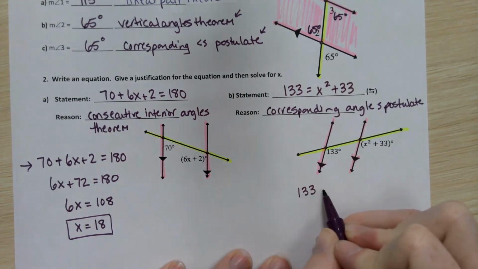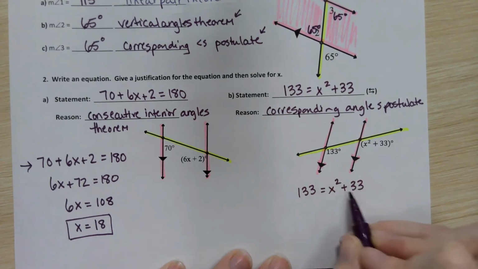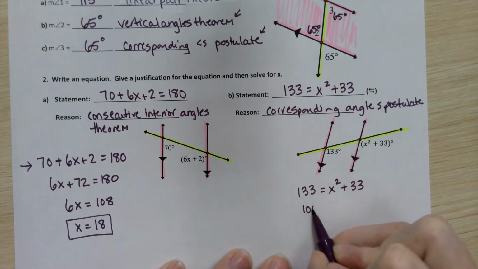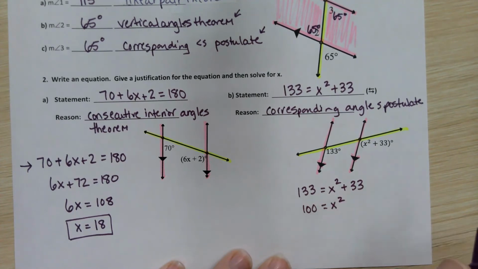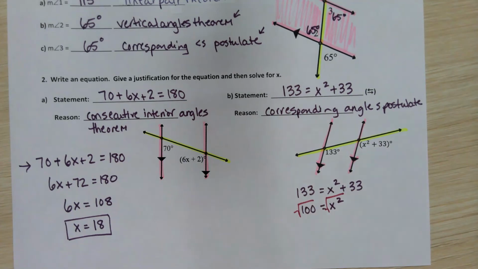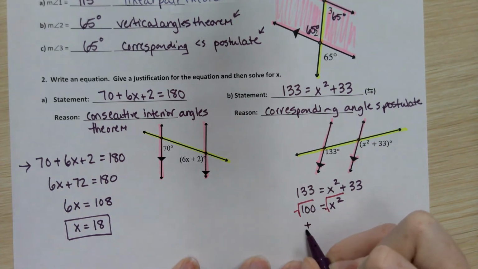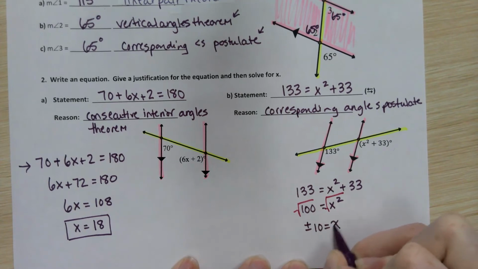If I go to work solving that, I'm going to isolate that x squared the same way I always do, subtract 33. And the reason why that will work is because I only have x squared terms. So this is going to be an equation that we can solve by taking square roots of both sides. We won't need to factor. The square root of 100 is positive or negative 10.